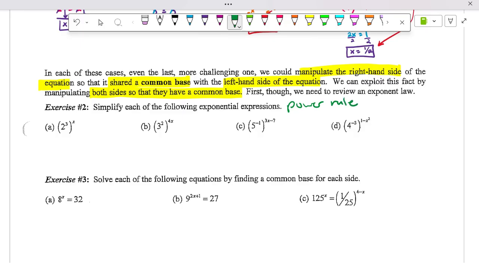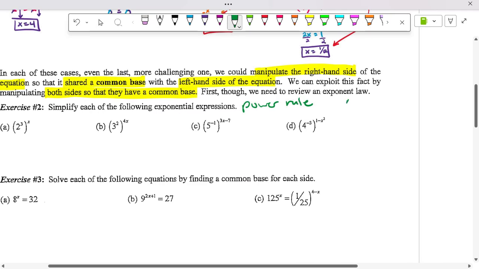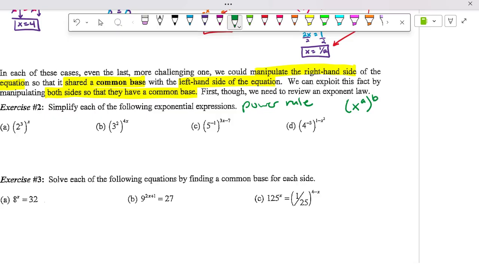And again, all the power rule states is that if you have x to the a b power, that is the same thing as x to the a times b. That's all you do. You just take that power on the outside and multiply it to the one on the inside, to all bases.